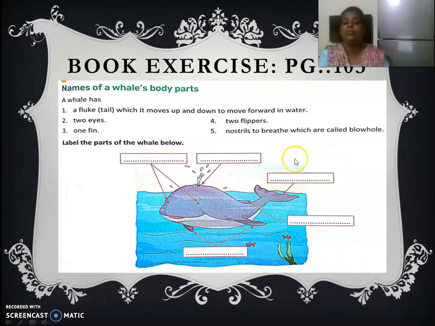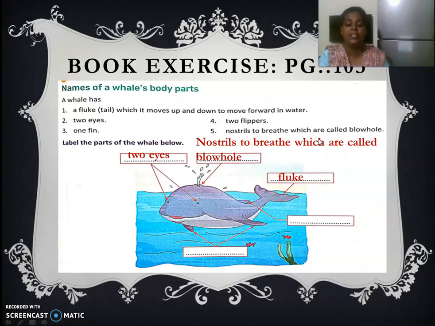So the first one will be eyes, then blowhole, then fluke. That is the tail. We say fluke. Then it is a fin on top of it. Then 2 flippers. Yes, this also you check your answers, if it is right or not.